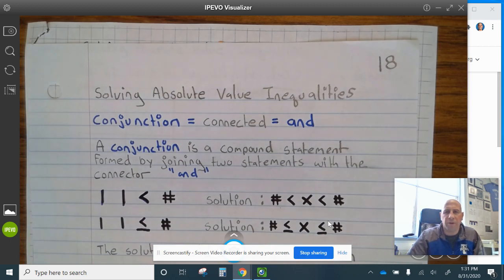Okay, Wildcats, everyone at Journal page 18, solving absolute value inequalities. Conjunction, connected, and it's an and statement. A conjunction is a compound statement formed by joining two statements with the connector and.